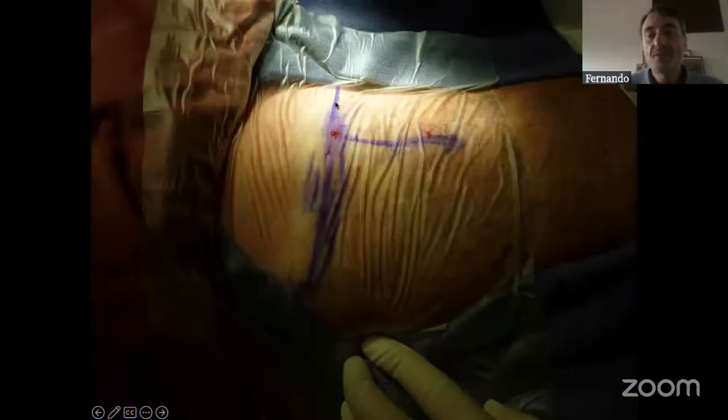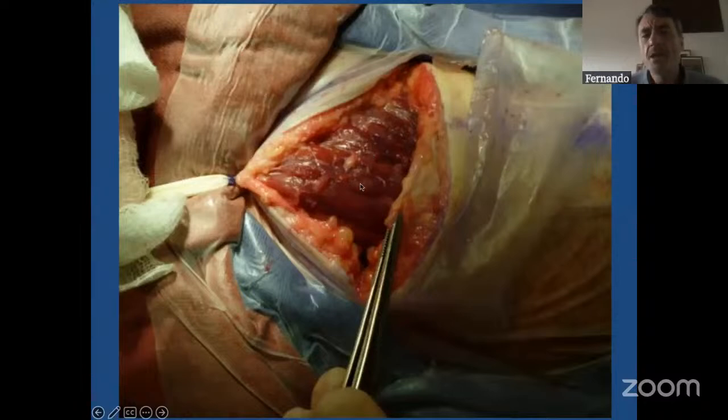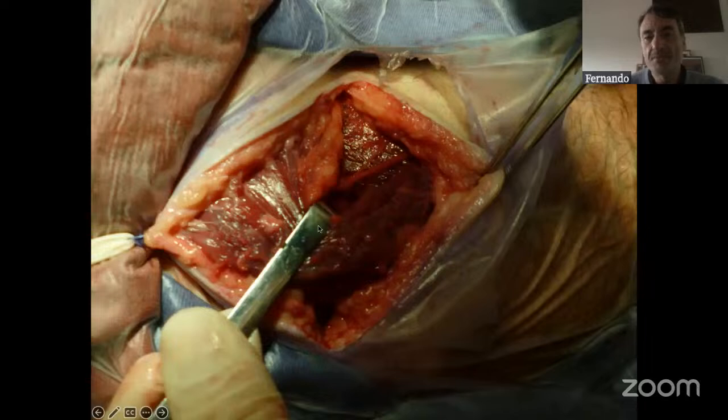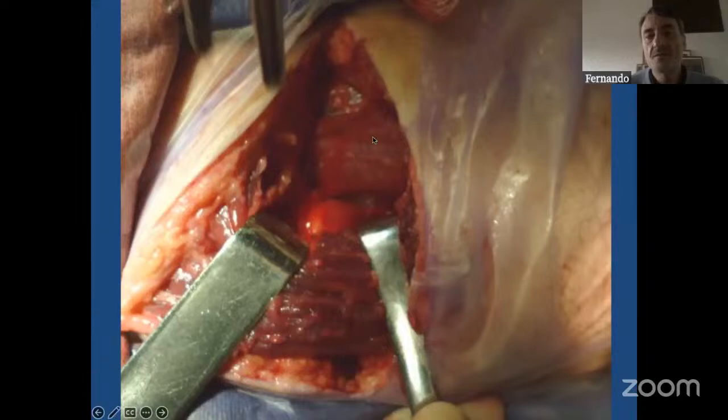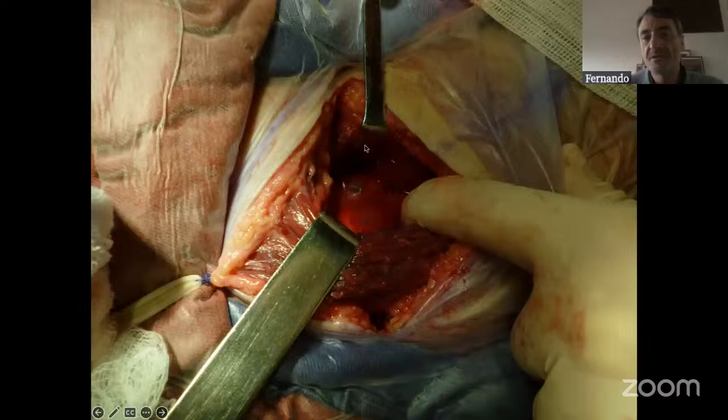We can associate the subgluteal approach with a midline incision in the posterior thigh region if it's necessary, and it gives us a great amount of exposure of the transition between the gluteal and posterior thigh region. This is the gluteal muscle fibers. We retract proximally the fibers of the muscle. We can see here the hamstring muscles.